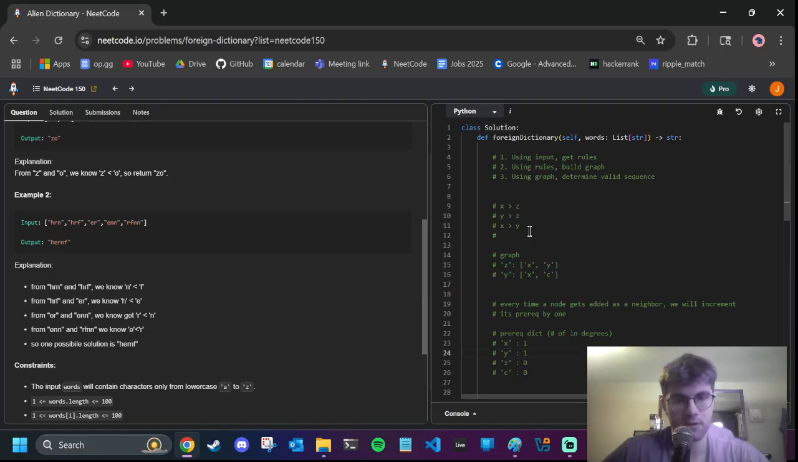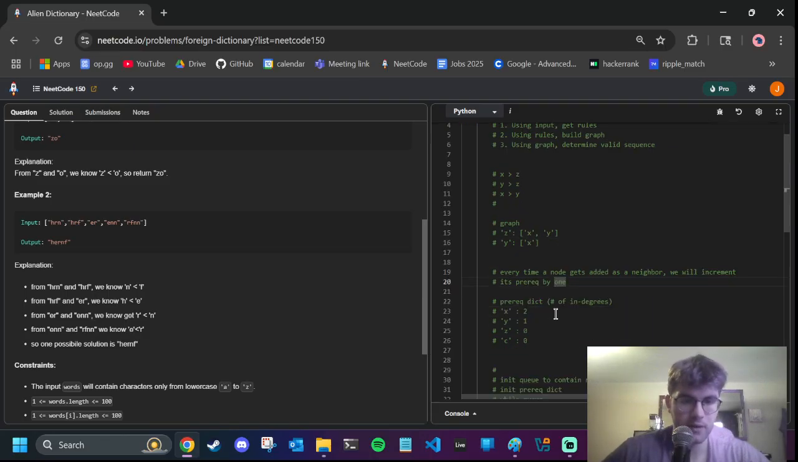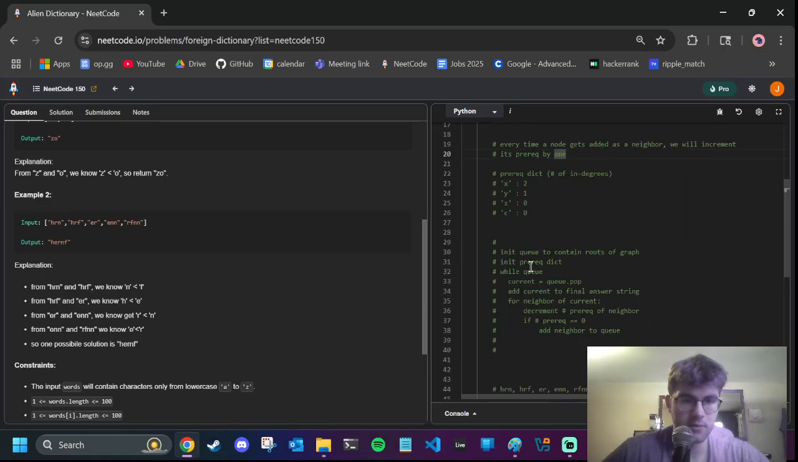It has something that it depends on. Now we see X is bigger than Y, so we'd make Y here, and we'd add X, and now we say that X would have 2 prerequisites now. And then this is the prerequisite dictionary that I'm referring to here that will decrement. And then if it's 0, then we know we can add that neighbor to the queue to be popped.